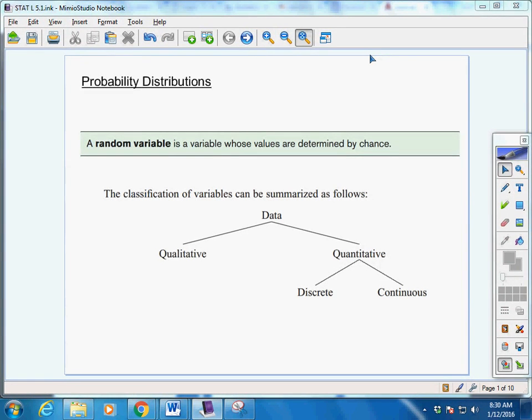Before we can talk about probability distributions, we just want to remember what a random variable is. It's important that you don't overthink it, because we've been dealing with random variables, we just haven't been thinking of them as variables in the realm of probability. A random variable is a variable whose values are determined by chance.